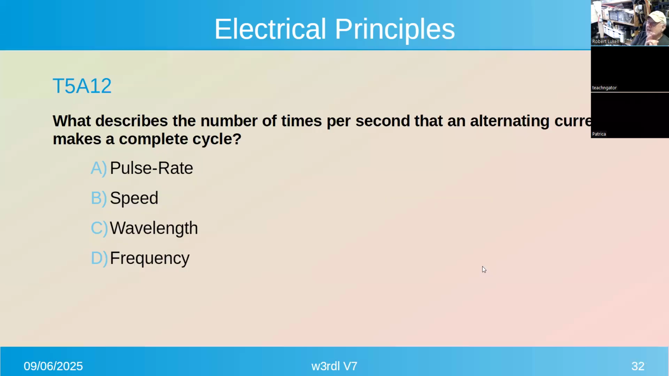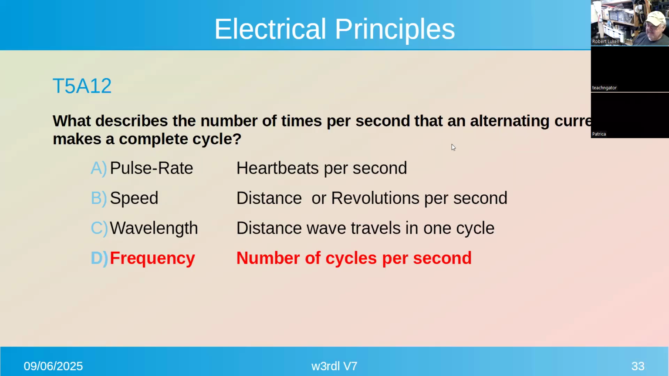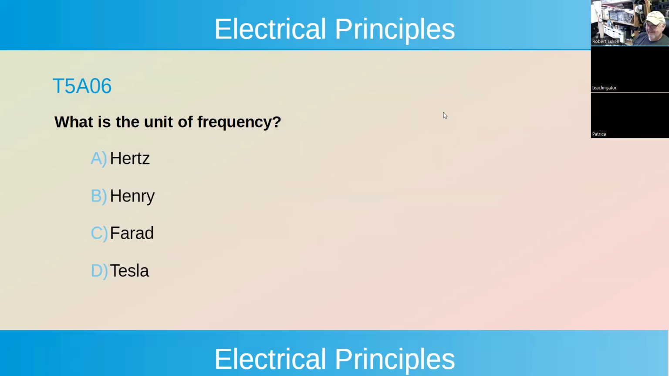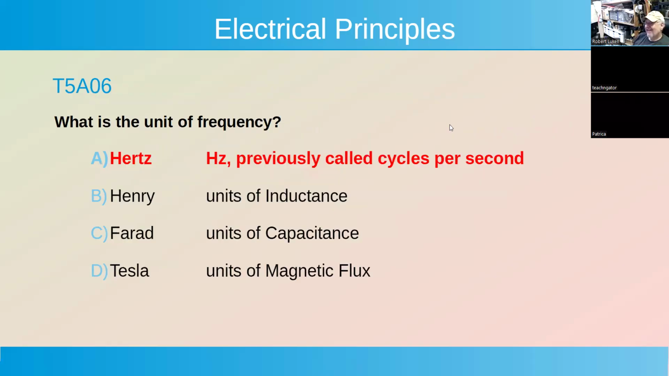So what describes the number of times per second an alternating current makes a complete cycle? Frequency. These are all easy, right? What is the unit of frequency? Hertz.